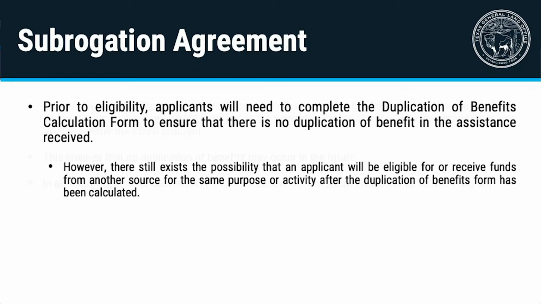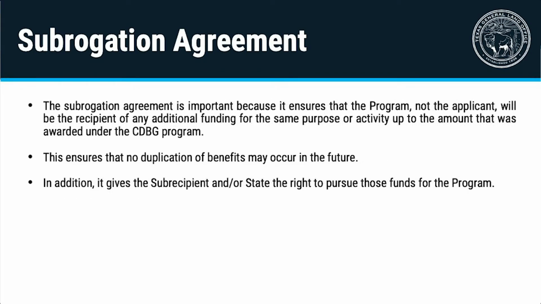Therefore, the subrogation agreement is important because it ensures that the program, not the applicant, will be the recipient of any additional funding for the same purpose or activity up to the amount that was awarded under the CDBG program. This ensures that no duplication of benefits may occur in the future. In addition, it gives the subrecipient and/or the state the right to pursue those funds for the program.